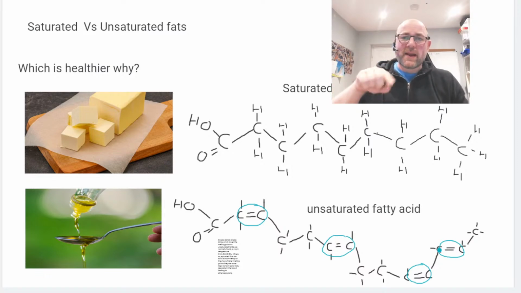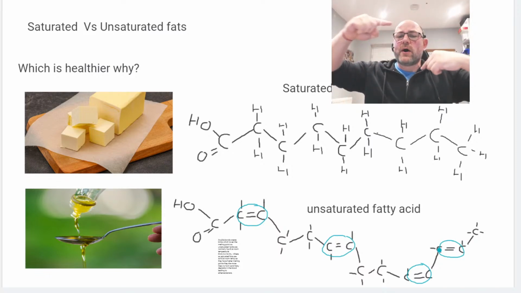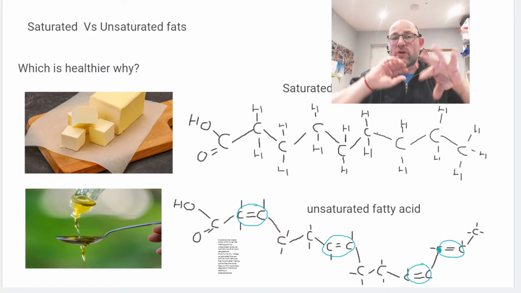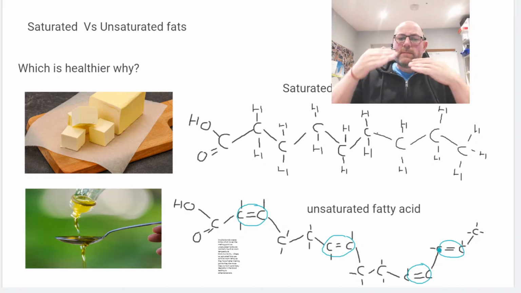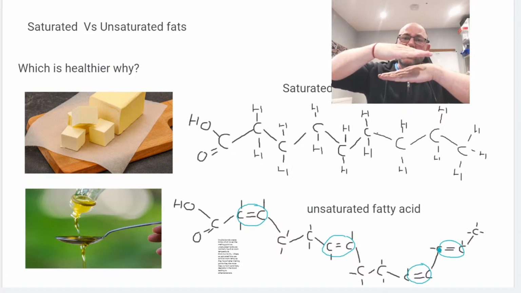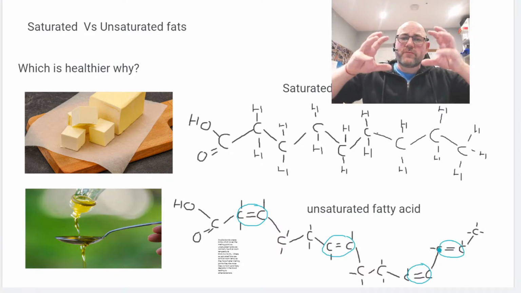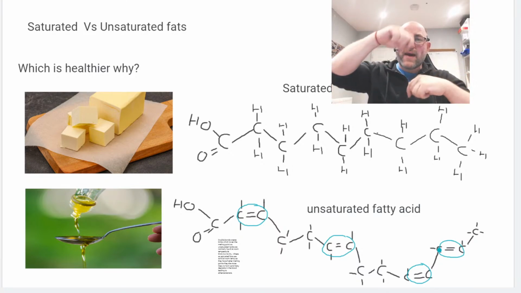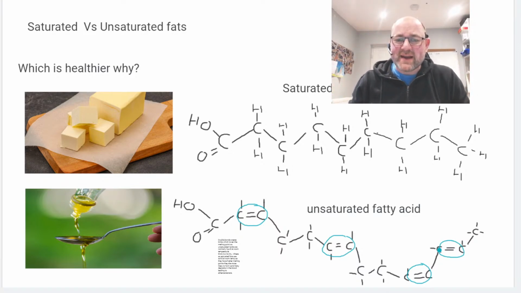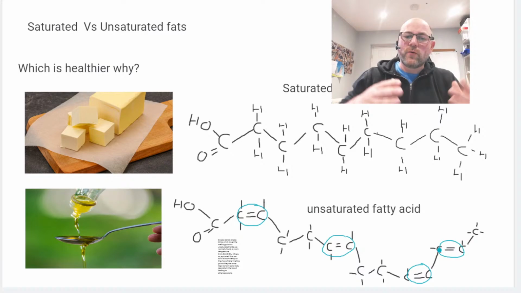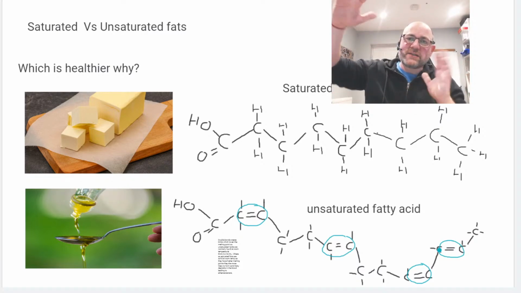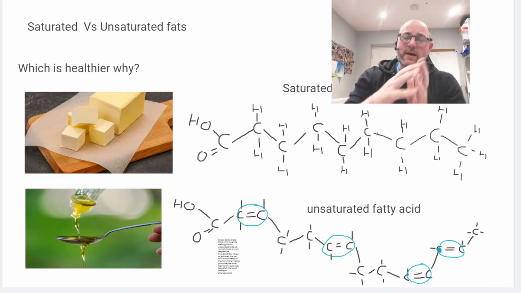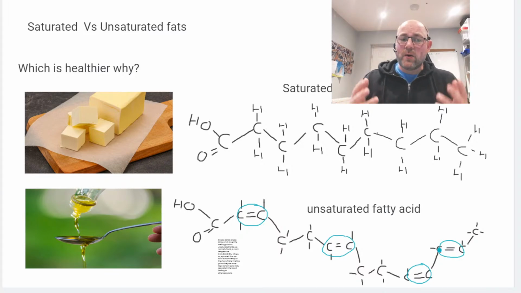So the normal carbon atoms with a single bond can spin and rotate around each other. There's rotation around single bonds, but double bonds are rigid structures, and the carbon atoms can't rotate, so they're locked in place. What happens here is that we end up with kinks and bends in unsaturated fatty acids because of the carbon-carbon double bond. And why is this a good thing? Well, it turns out that the different fatty acid chains can't get close to each other. Therefore, they have a lower melting point and a lower boiling point.